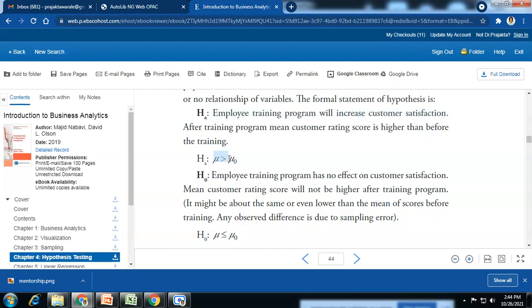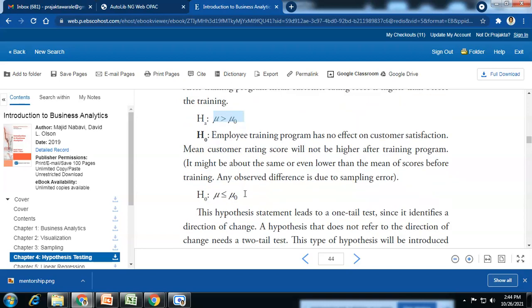So it is denoted by mu is greater than mu naught, sample and population mean. On the other side, the null hypothesis is the opposite of the alternative. It means that the employee training program has no effect on customer satisfaction. It does not have an effect, or it has a negative effect. That can be our null hypothesis. So the mean customer rating score will not be higher after the training program.